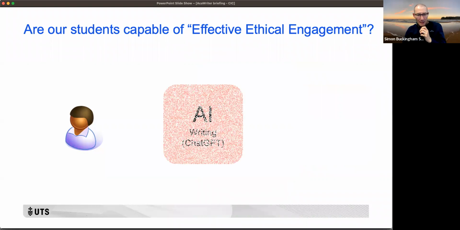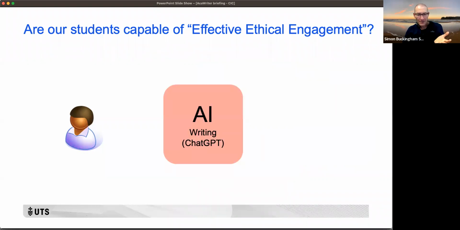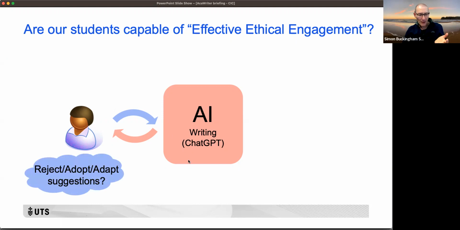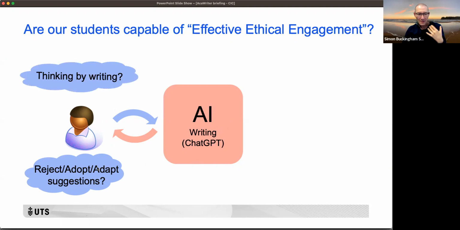But now suddenly we've got this AI writer as well. So the student may engage with ChatGPT, for example, in order to produce a text. We're very interested in whether they are able to reject or adopt or adapt the feedback from ChatGPT, or the text that ChatGPT is generating. Do they use that or not? Are they still learning to think by writing? That is an open question at the moment.